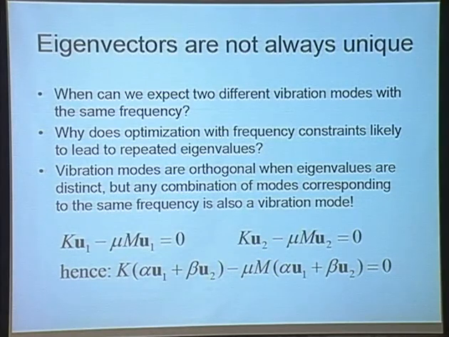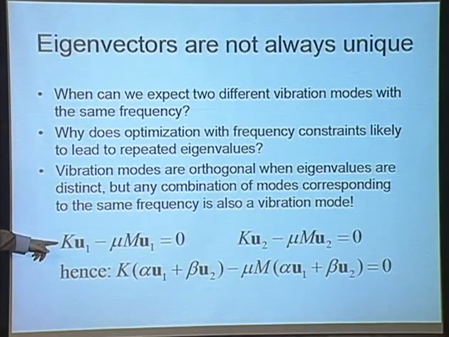Now, equal vibration frequencies that you are likely to encounter all the time do something really nasty to programs like Abaqus or ANSYS or Nastran that calculate vibration modes. And this has to do with the following. Vibration modes are orthogonal when the eigenvalues are distinct, but any combination of modes corresponding to the same frequency is also a vibration mode. And this equation is intended to show you that.